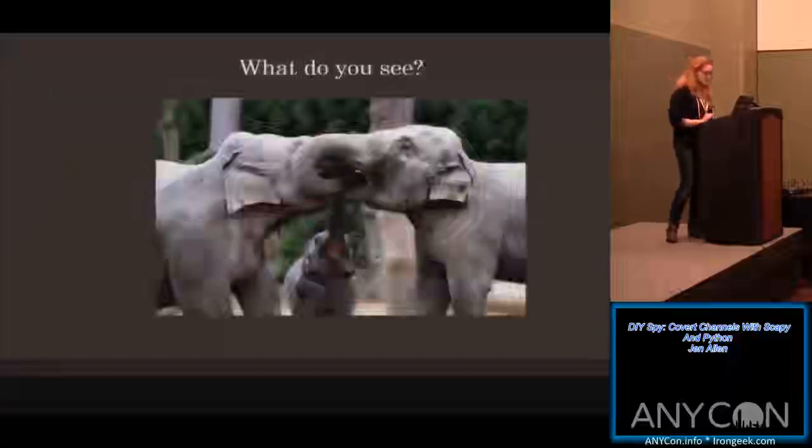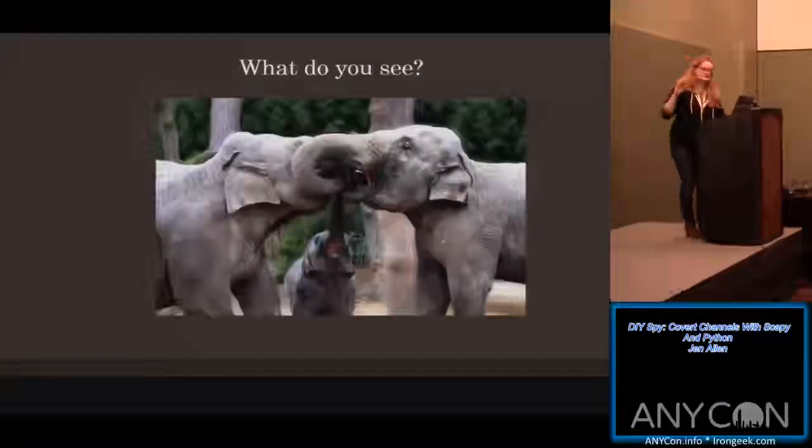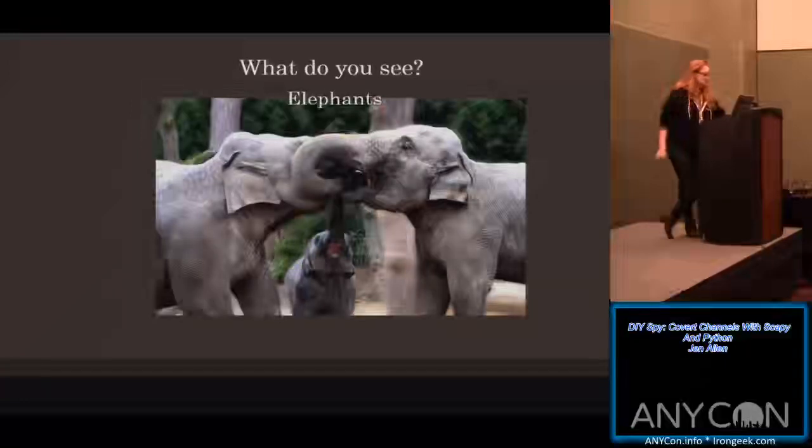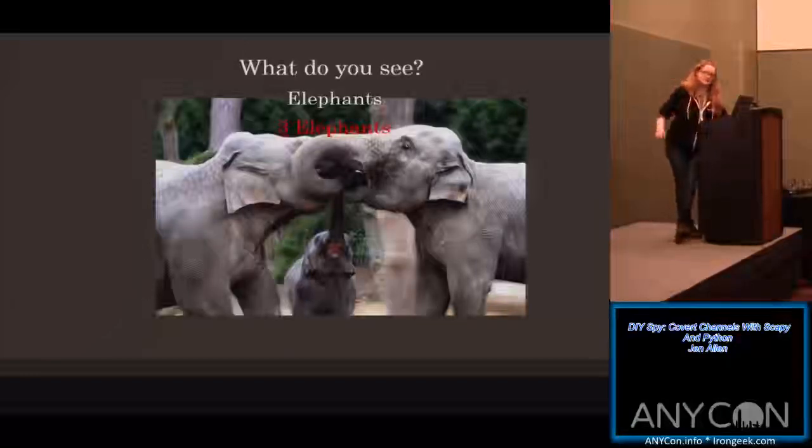So first of all, covert channels, again, elephants, right? We see elephants. So, that's the obvious, right? This is us seeing an HTTP packet on the network. Okay. We've got somebody trying to get a website.